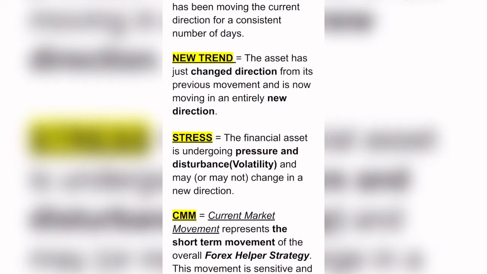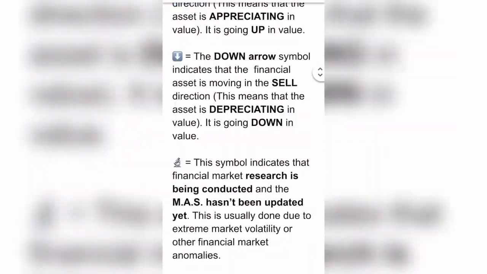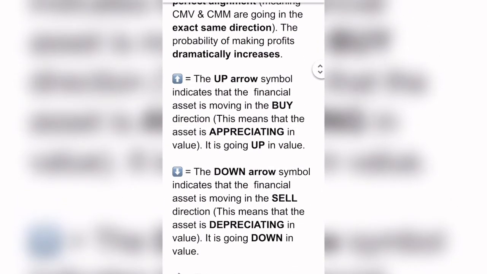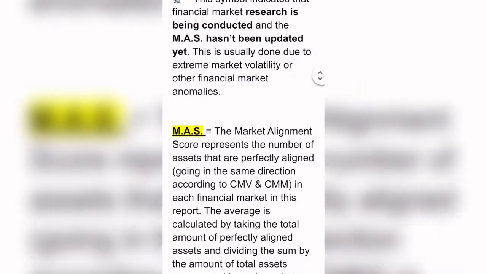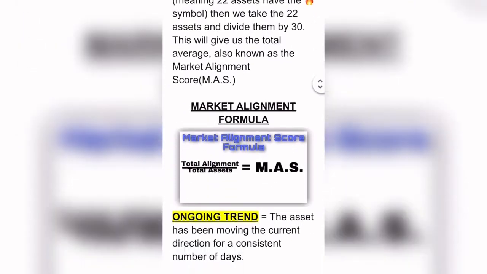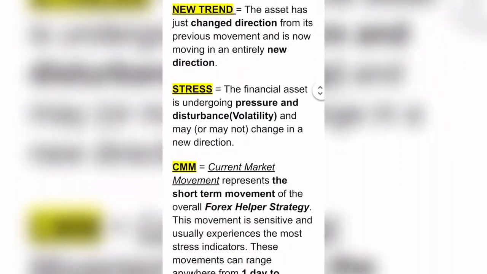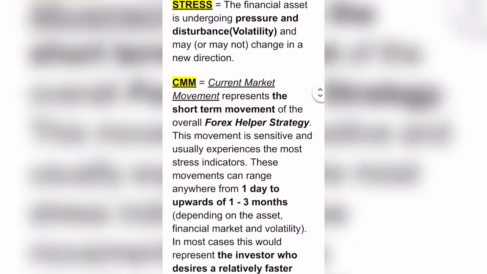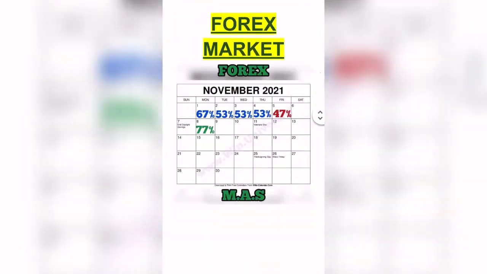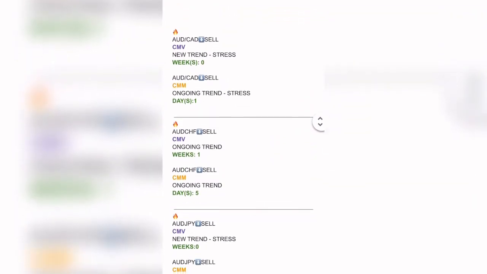New trend just means that it changed direction. So it probably was going up, like that up arrow we got here, going in a buy direction for quite some time, and then it changed direction. In that case, whenever you see a new trend, you'll always see a zero. So that's also an indicator. A new trend is always accompanied by zero. That means it just happened.